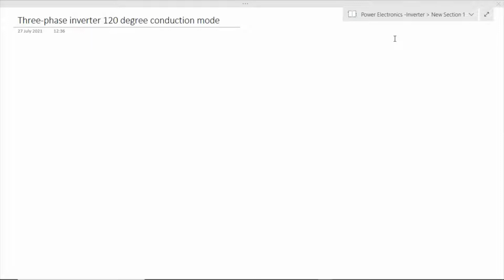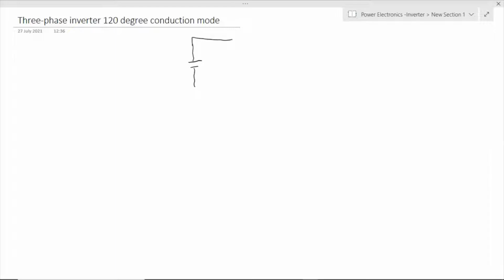Out of the full cycle of AC output voltage, each switch is operating for only one third. This is the only difference. So let us see how the circuit will behave, and how the phase voltages and line voltage waveforms can be drawn. Let's start. The circuit diagram is the same as we did in the previous 180-degree conduction mode.